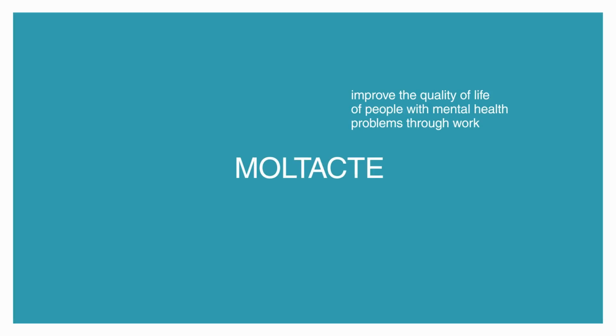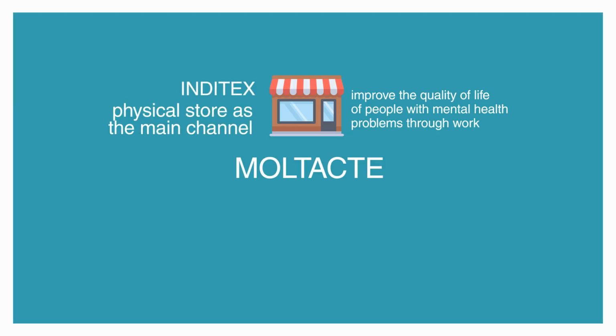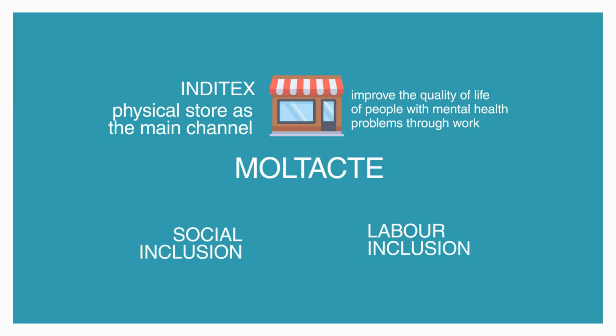We will see now the case of the social business Moltacta, whose mission is to improve the quality of life of people with mental health problems through work. Moltacta launches outlet stores and manages certain brands of the firm Inditex, generating jobs. In this case, the choice of a business model that includes the physical store as the main channel is not fortuitous. Moltacta searches not only labor inclusion of people with mental health problems, but also social inclusion. The physical store as a channel requires a direct and personal relationship with the customer, thus maximizing the social impact expected.